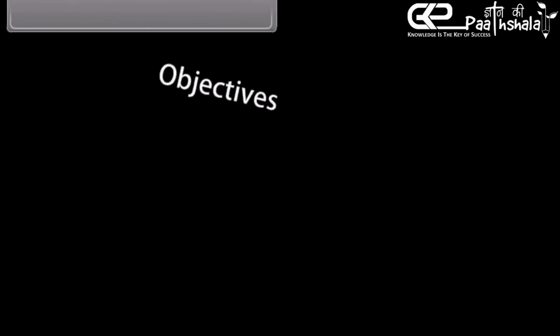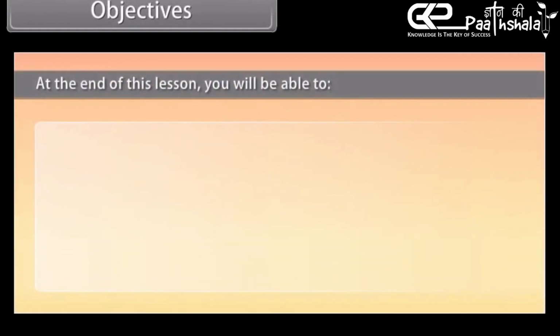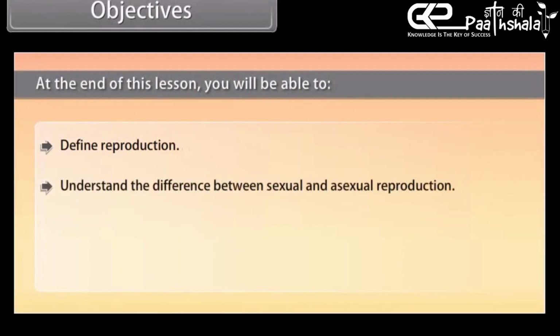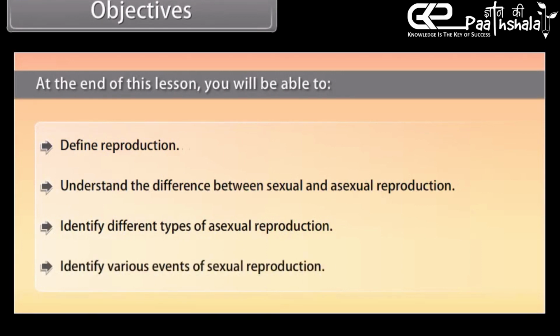Objectives. At the end of this lesson, you will be able to define reproduction, understand the difference between sexual and asexual reproduction, identify different types of asexual reproduction, identify various events of sexual reproduction.